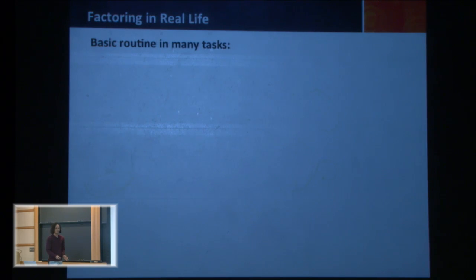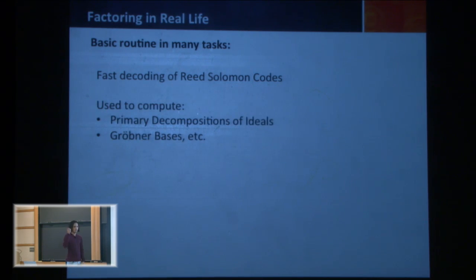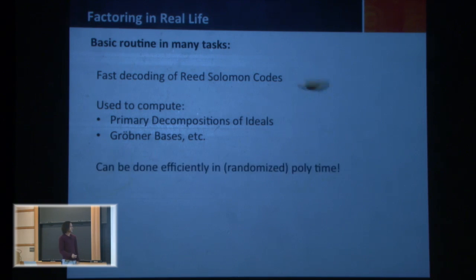Factoring is a basic routine in many tasks, mostly known in computer science for fast decoding of Reed-Solomon codes, like unique decoding or list decoding, whatever you name it for Reed-Solomon. We use factoring for that. But in modern computer algebra, it's also used in many fundamental computations. For example, primary decompositions of ideals and computing Gröbner bases, etc. The good news is that it can be done efficiently in randomized polynomial time. So we're happy about that.